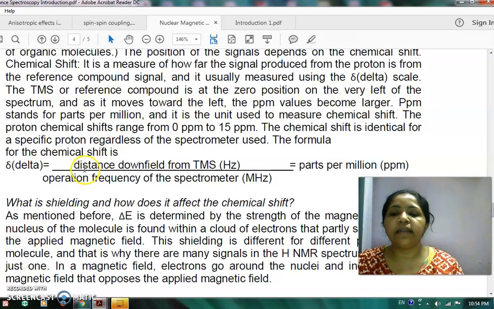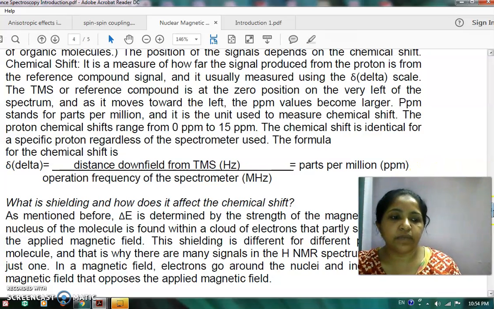Delta is the distance downfield from TMS divided by the operating frequency of the spectrometer. That is in parts per million. It is hertz by megahertz, so it is 1 by mega, which is 1 by 10 to the power 6. Therefore it is parts per million, 1 part in 1 million. This is the meaning of parts per million, distance downfield from TMS.